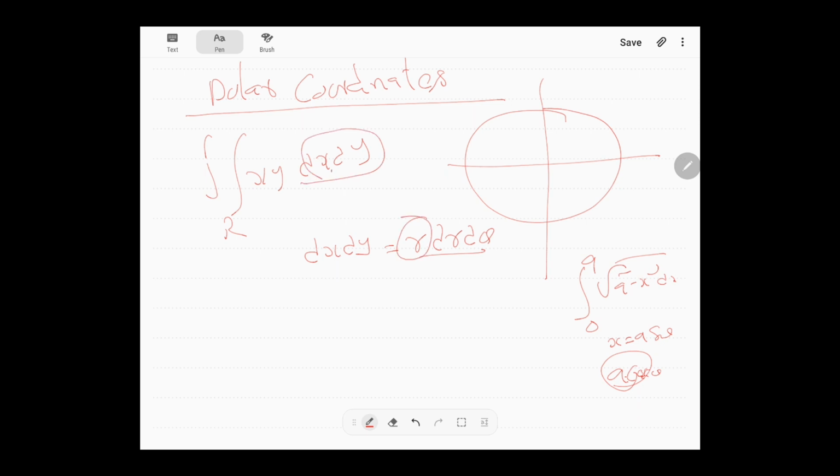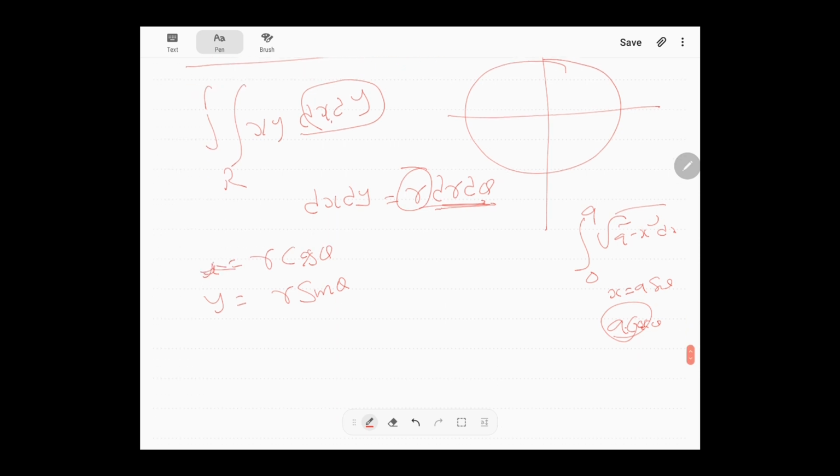The dx dy will not simply convert to dr d theta, because in polar coordinates you know the relation: x is r cos theta and y is equal to r sin theta. This is the relationship between Cartesian coordinates and polar coordinates. So dx dy does not simply become dr d theta, but before that there will be a factor r. Don't forget to put that r. So in the double integral, in the integrand, wherever x is there, write r cos theta. Wherever y is there, write r sin theta. Dx dy, you write as r dr d theta.